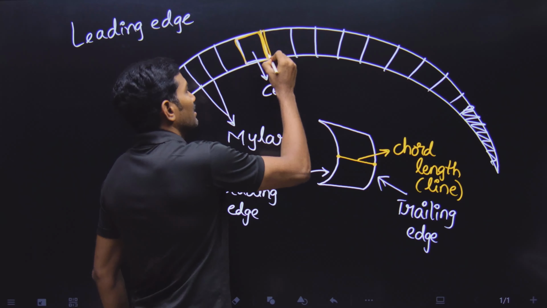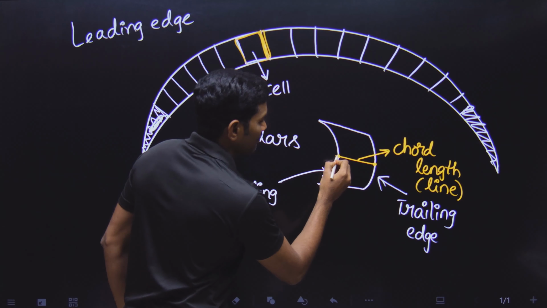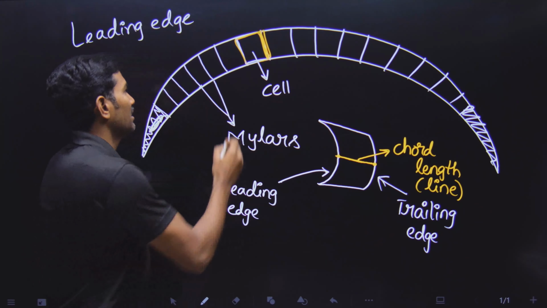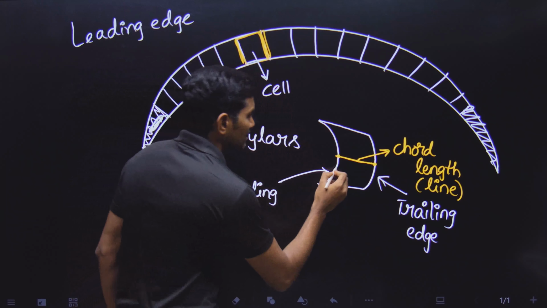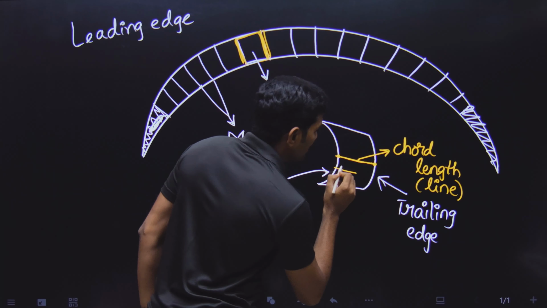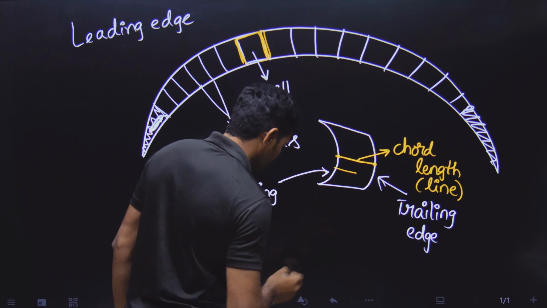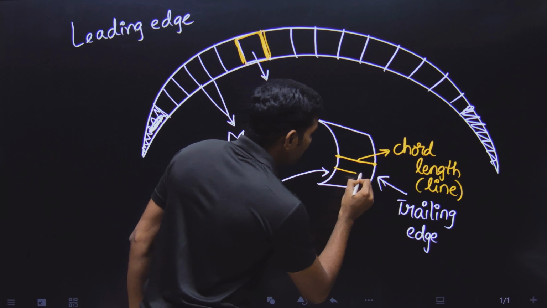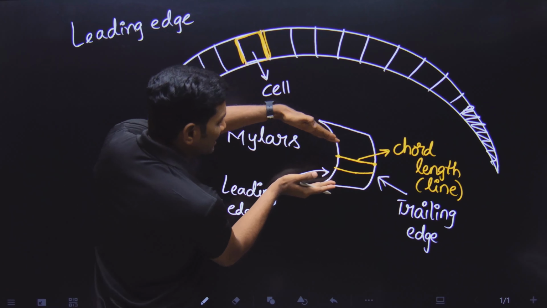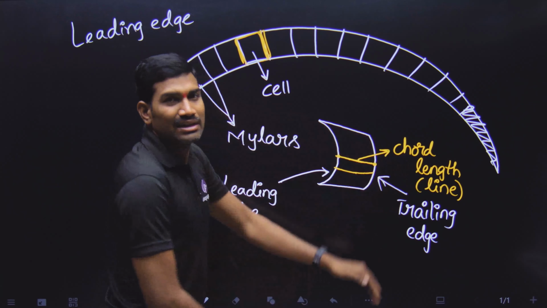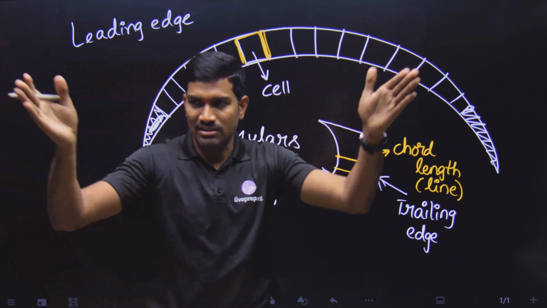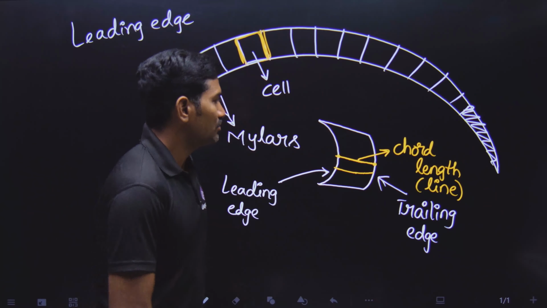Now if you are observing one particular cell, let us see. And this is the mylar. This mylar is extended from the leading edge to the trailing edge. Same way, this is the other mylar, and this mylar is also moving from this end to the other end. Please observe, generally on the leading edge side it is broader, and on the trailing edge side it is narrower, because it is like this, right? It is like this. So in this way you are observing.